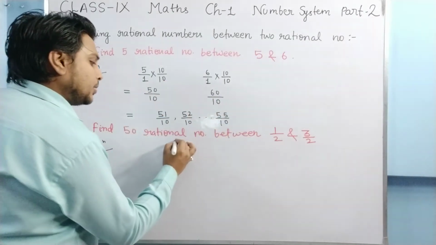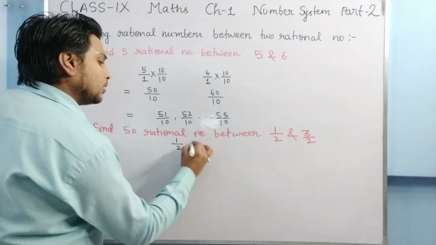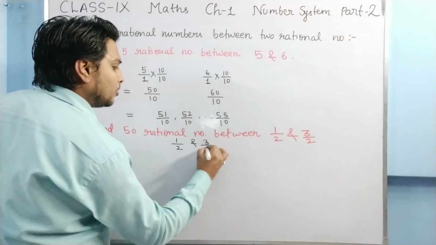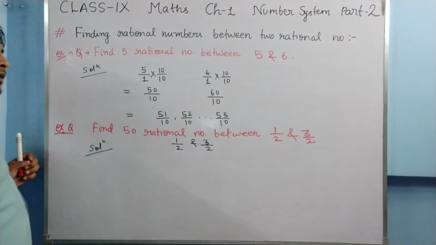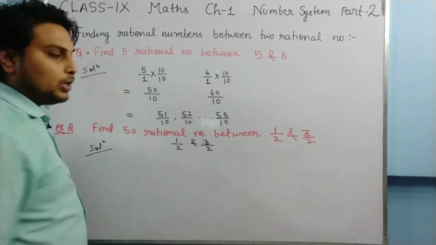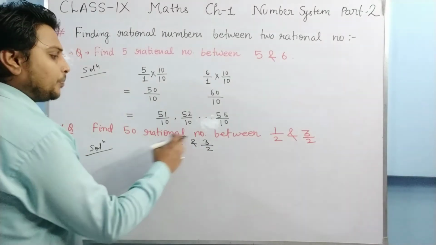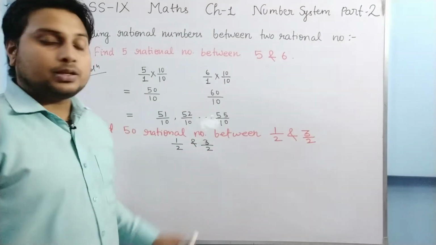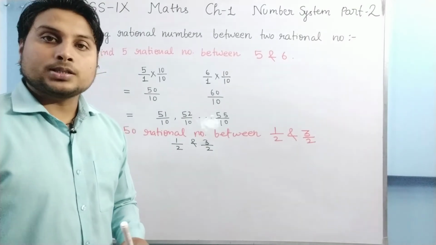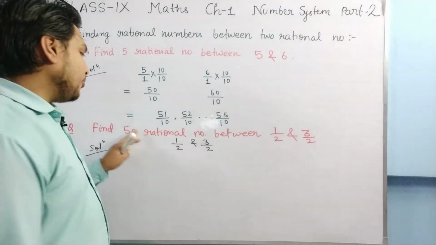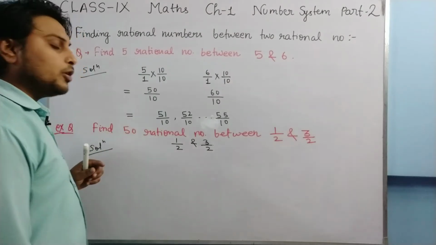Firstly, we will write the numbers 1 by 2 and 3 by 2. Okay. Now we will see the denominators. Since the denominators are equal, 2 and 2, we can compare the numerators as well. The numerators are 1 and 3. But in between 1 and 3, we cannot find 50 numbers directly.